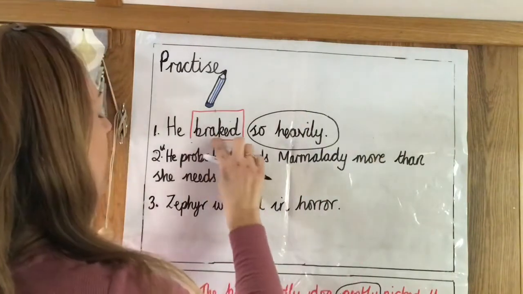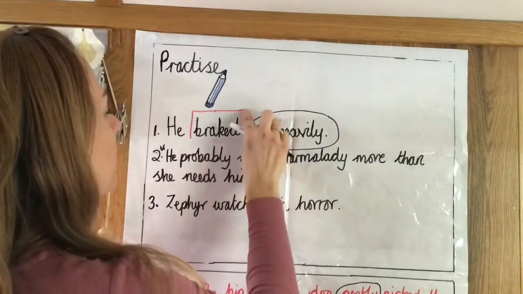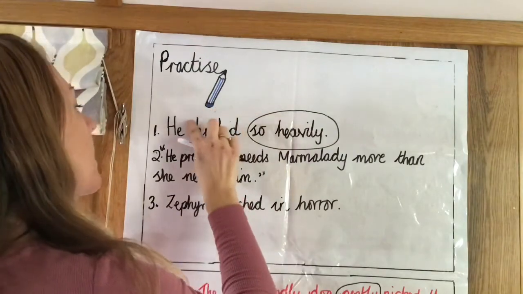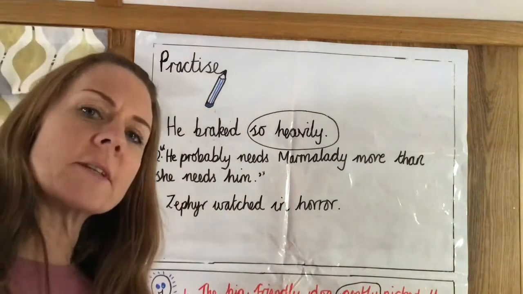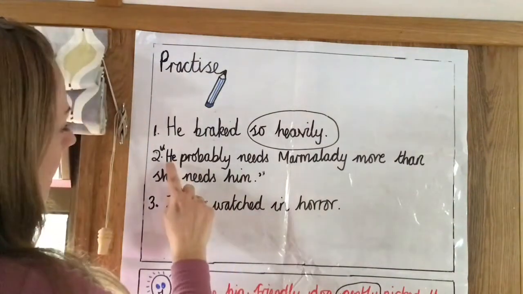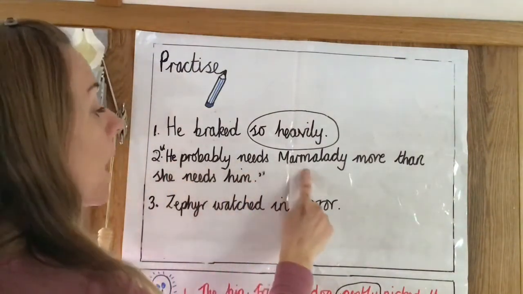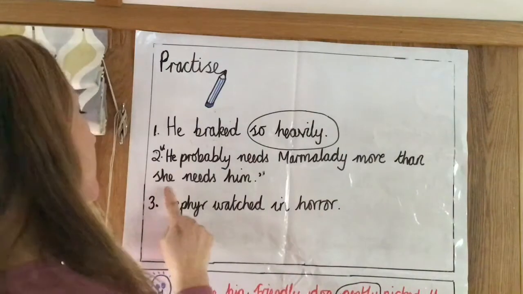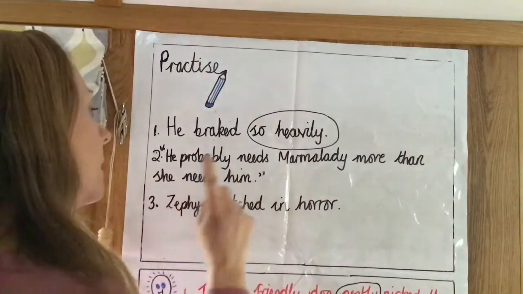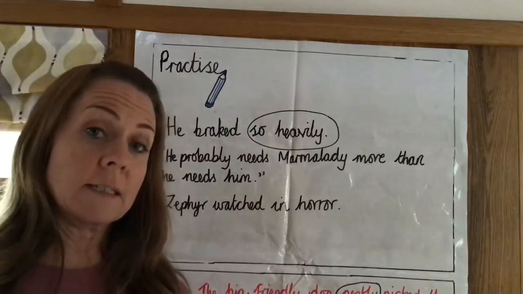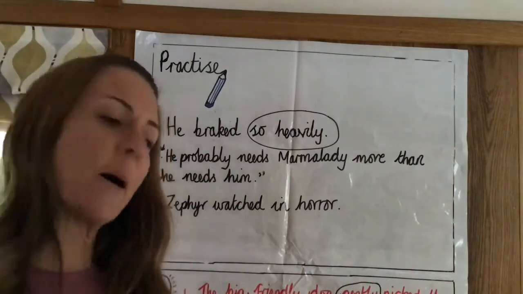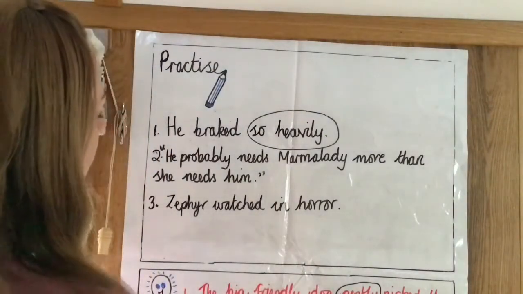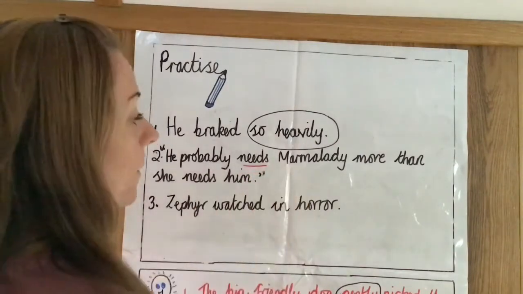Let's rub out the verb because today we're looking for adverbs and we're using the verb to help us find the adverb. Let's try it with a second sentence. He probably needs Marmalady more than she needs him. So we've got another sentence here. What do we do first? Well done, we find the verb. And the verb is needs, from the verb to need.